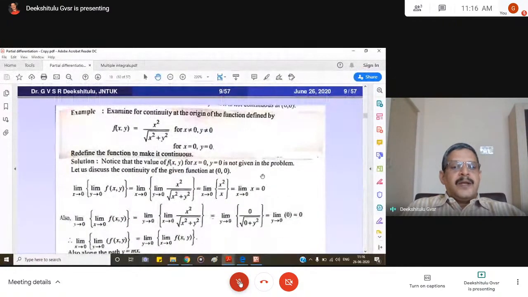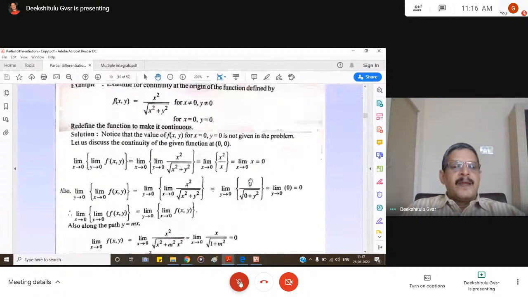So, limit x goes to 0, y goes to 0 first. If you put y is equal to 0, you get x square by x, limit x goes to 0. If you cancel x, limit x goes to 0, x is 0. Okay. If you change the limits now, limit y goes to 0 and then x goes to 0. If you put x goes to 0, this becomes 0. Okay. So, in these two cases, limits are same.